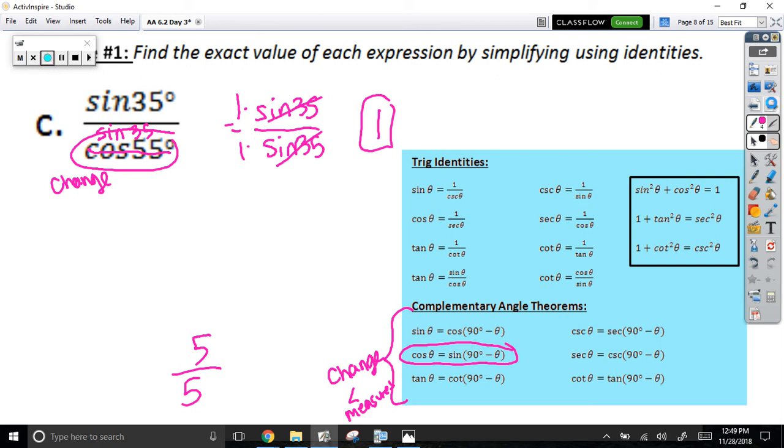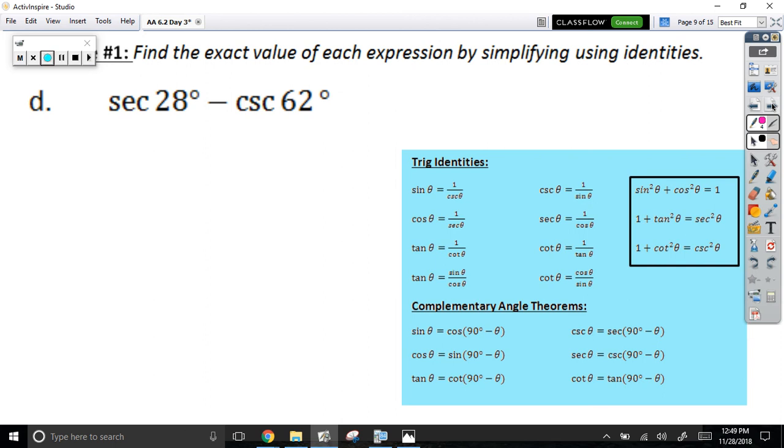D. I see the secant and cosecant, I see a subtraction. You start thinking about these, but remember, they don't have squares, so you can't use them. Okay, which one do you want to change, 28 or 62? 28, okay?